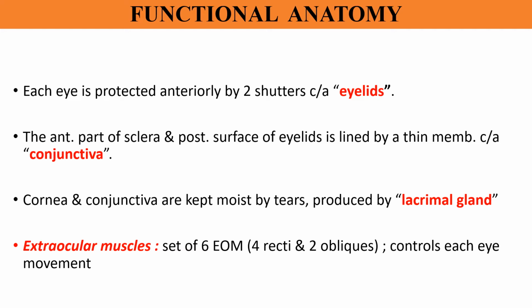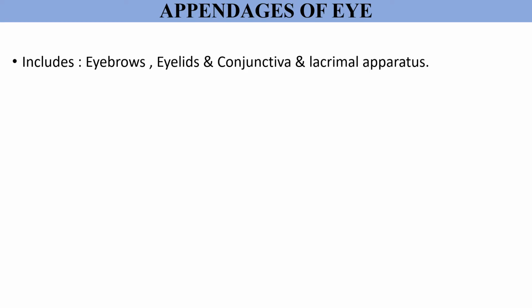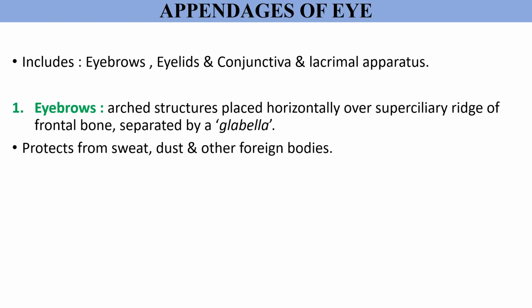These muscles control the movements of each eye in various directions, whereas the intraocular muscles of the eye include ciliary muscle, sphincter pupillae, and dilator pupillae muscle. The eyelids, the eyebrows, and the conjunctiva plus the lacrimal apparatus are collectively known as the appendages of the eye. The eyebrows are arched structures placed horizontally over the superciliary ridge of the frontal bone. The eyebrows are separated by the glabella.